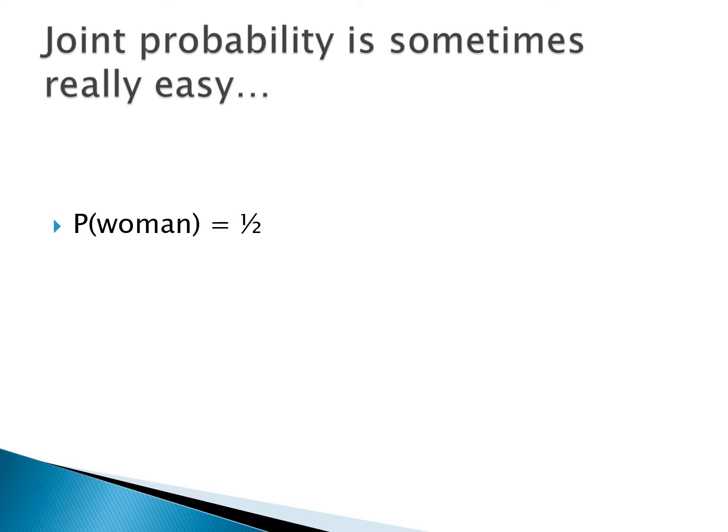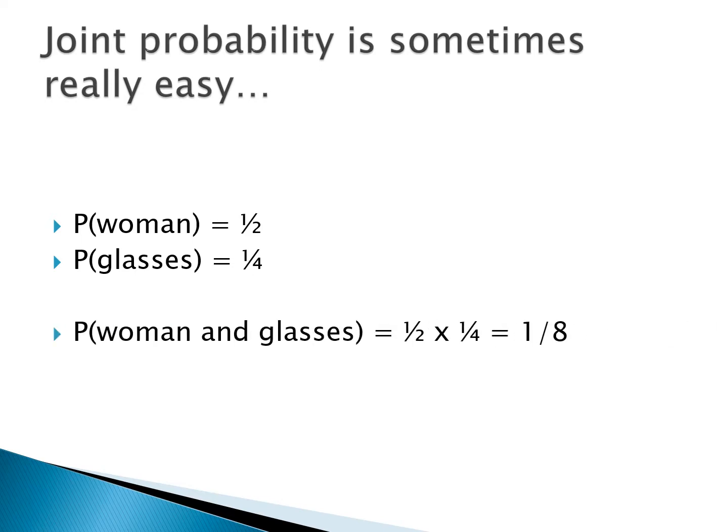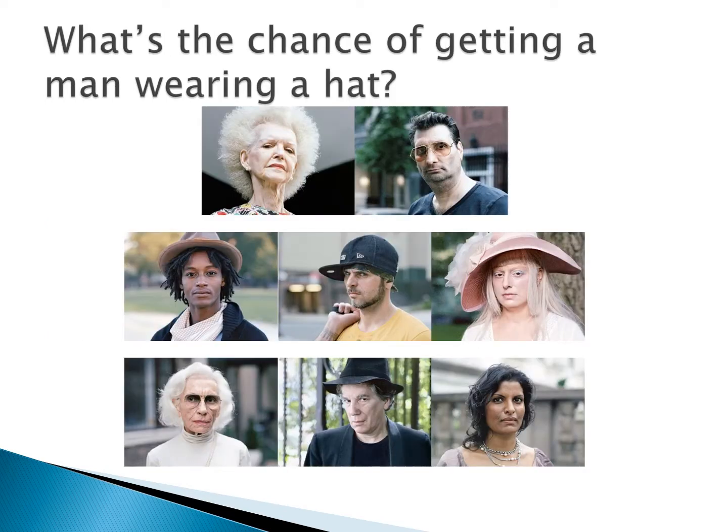A woman has a 50% chance of coming up. Glasses have a 25% chance of coming up, 1 in 4. And the chance of woman and glasses ends up just being the product, the multiplication of these two. 1/2 times 1/4 is 1/8. And that was the chance of finding both a woman and glasses. Well, that was sweet. Does it always work that well?